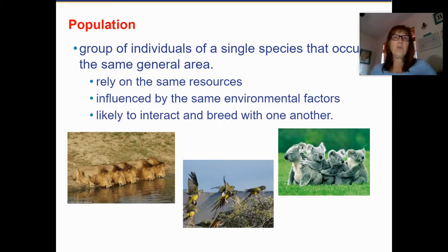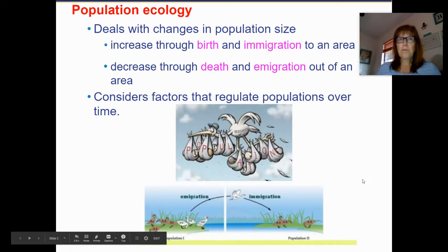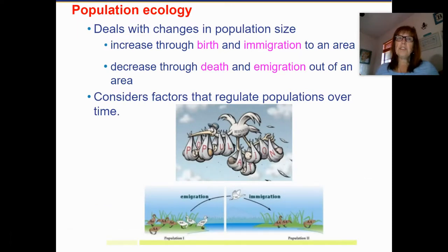So populations rely on the same resources. They are influenced by the same environmental factors, and they're likely to interact and breed with one another. So in population ecology, we're dealing with changes in population size. We're looking at the number of individuals coming into a population and the number of individuals leaving a population. Those individuals coming into a population may come in through birth, or they may come in through immigration. Those that are leaving a population may emigrate out, E for exiting, or they may pass away.